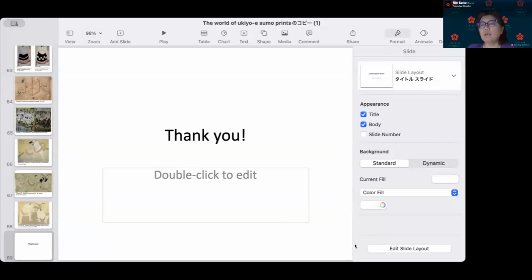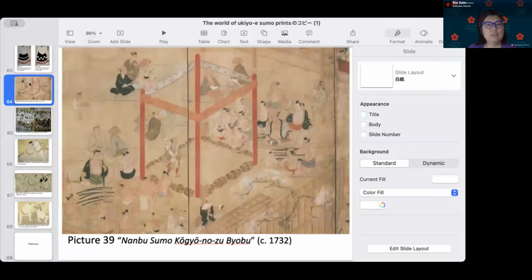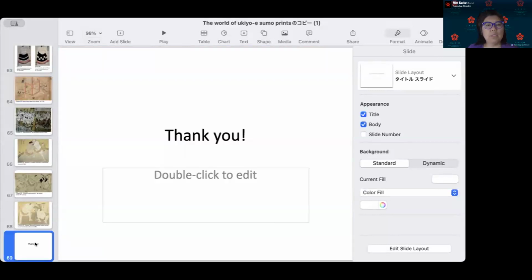So I have one question. Somebody gave me a question. I imagine the print masters were male. Did women participate in any of the print making process? Were there any women? Okubo sensei. Women printers, like print masters. I suppose it's only a field for men.